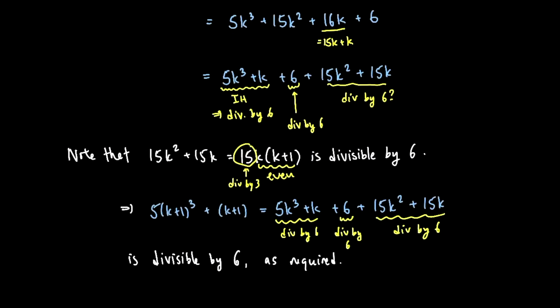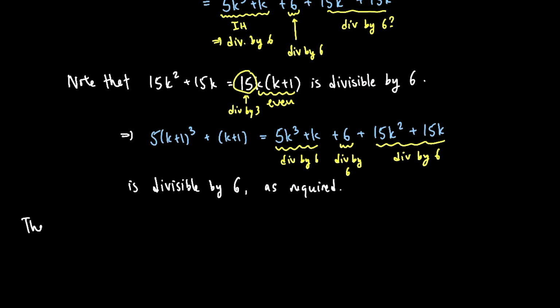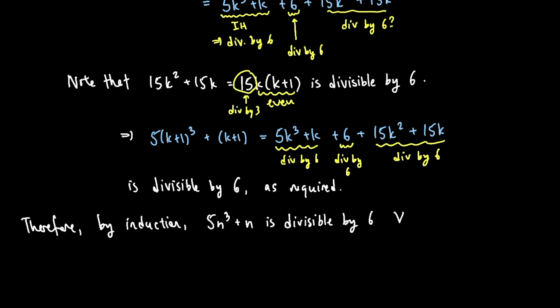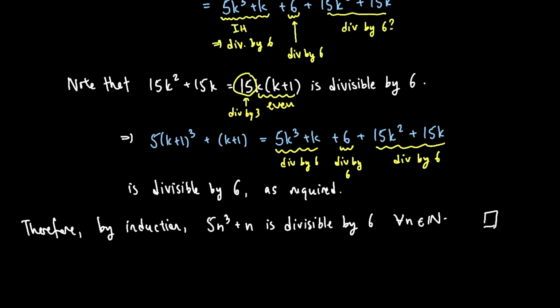I can conclude, therefore, by induction, the claim is proven that 5n cubed plus n is divisible by 6 for all n. For all natural numbers n. Okay, QED.